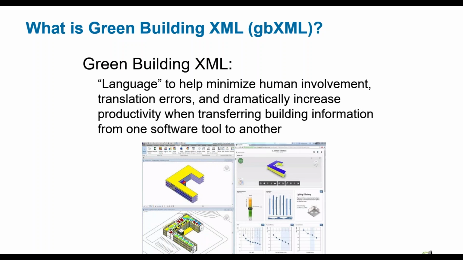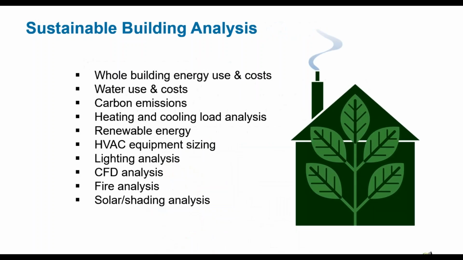So what is gbXML? Well, it's a schema. It's a language that is laser focused on allowing various BIM authoring tools and building analysis tools to share data with one another. So for example, you create a 3D model in Revit, and you want to export that information to an analysis tool, whether it's an energy analysis tool, HVAC load calcs, lighting analysis, whatever. Well, to get that information out of the BIM, you can save as gbXML, and then you can import it into these various analysis tools. So that's all it is, it's a language. But it's a language that is laser focused on building analysis.